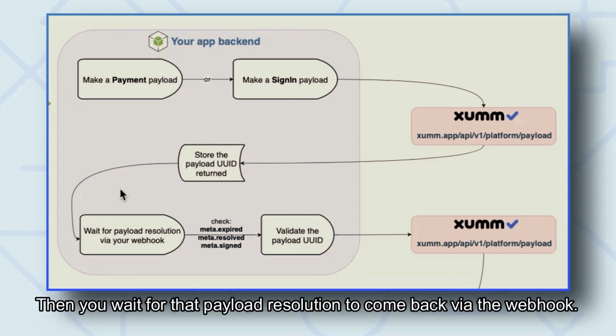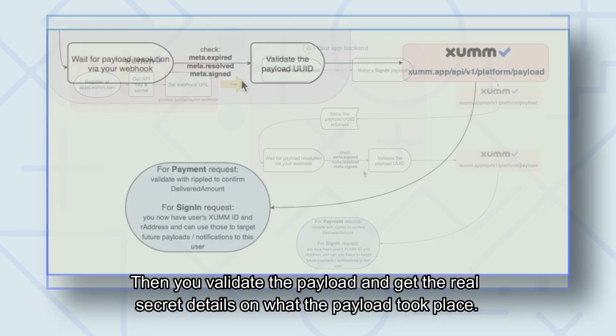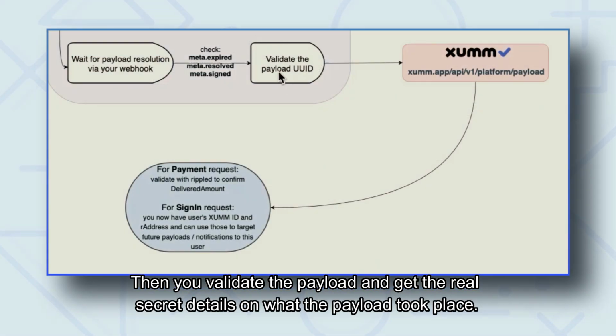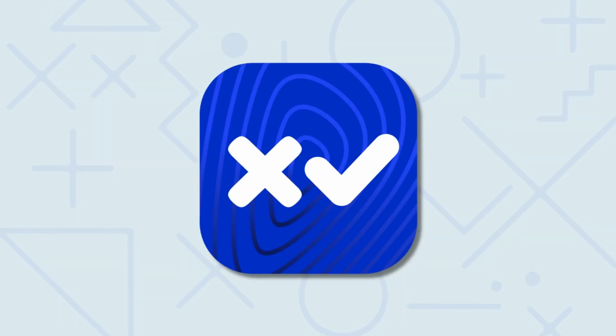And then you wait for that payload resolution to come back via the webhook. You would then check whether it's been signed or rejected and so on. And you validate the payload to get the real secret details of what the payload took. And then once you've got that, you've got everything you need.